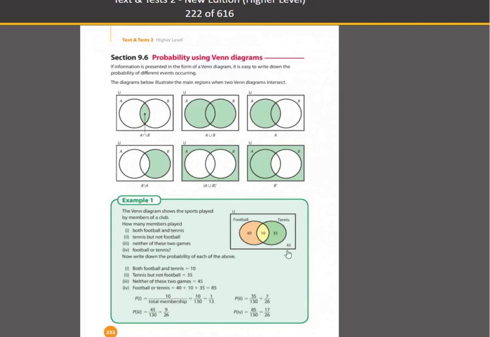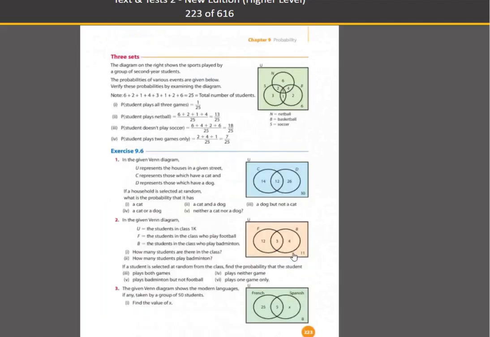The main thing to get when you're talking about sets is the overall number of outcomes of the event. If you have a look at any of these, including 3 sets here, again, we need to make sure we get the total number. In the given Venn diagram, your universal set represents the houses on a given street. C represents those which have a cat, D those which have a dog.